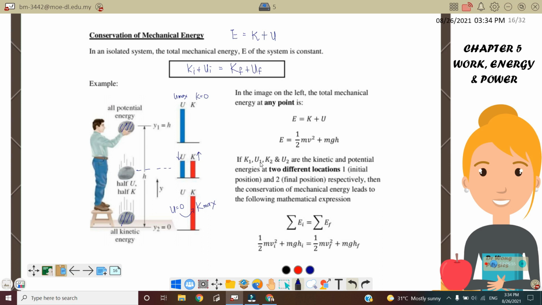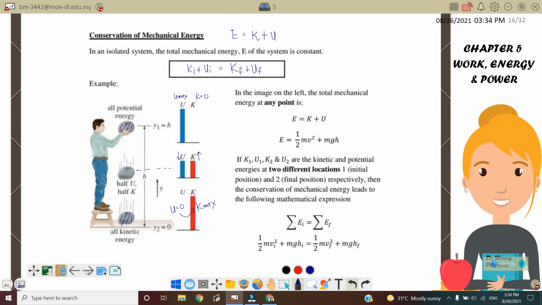If K1, U1, K2, U2 are the kinetic energy and potential energy at two different locations, where one is the initial and two is the final position, the conservation of mechanical energy leads to the following mathematical expression: half mv square plus mgh initial equals half mv square plus mgh final. At any position, we can use this equation to find the value that you want. This is the ideal case where there's no frictional force involved, meaning no work done to overcome friction.